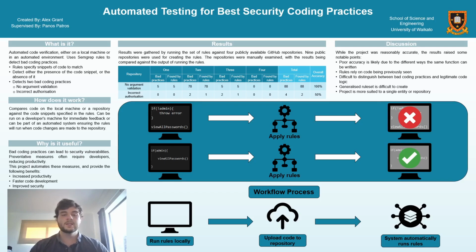Poor accuracy in detecting incorrect authorization is likely due to the different ways that the same function can be written. As the rules rely on code being previously seen, encountering code that has not been seen yet may result in the bad practice not being detected. A generalized rule set is difficult to create due to the massive amount of variations in code that can be seen. As such, this project is more suited to a sort of safe and tight-knit environment where code can be expected in one particular way and coding practices can be enforced.